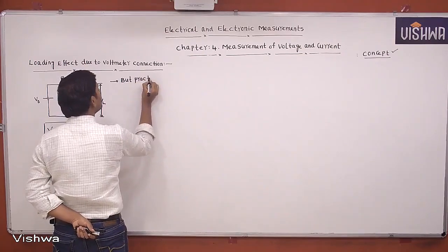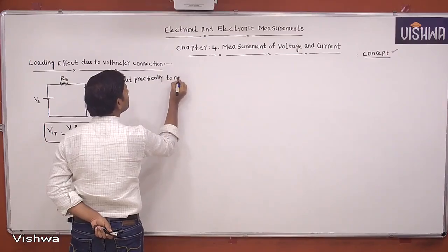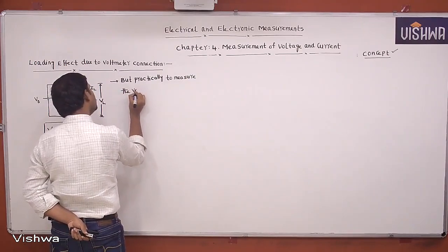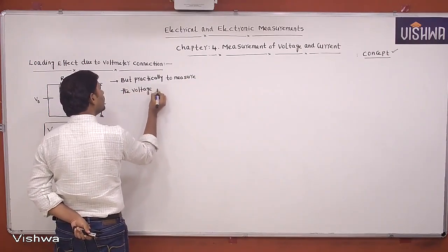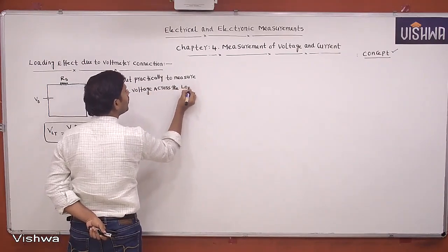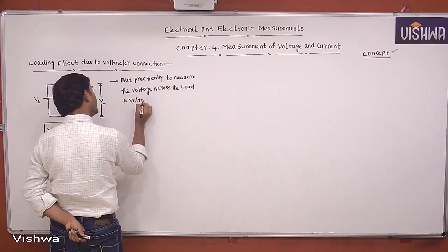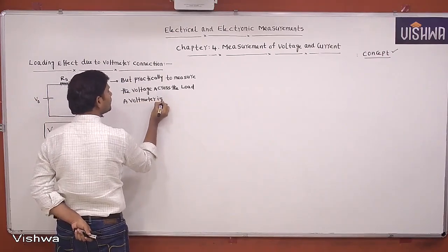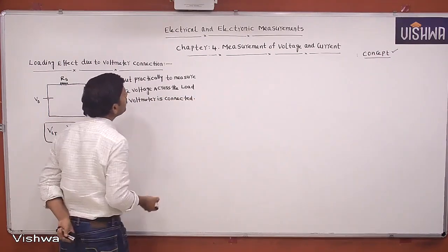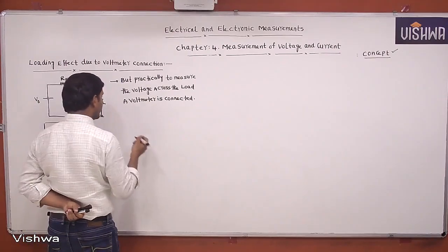to measure the voltage across the load, a voltmeter is connected. Now if voltmeter is connected, what happens? That I want to explain.